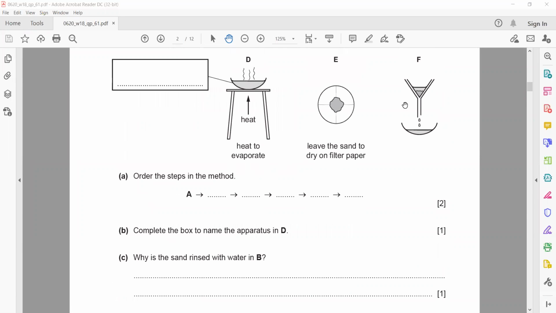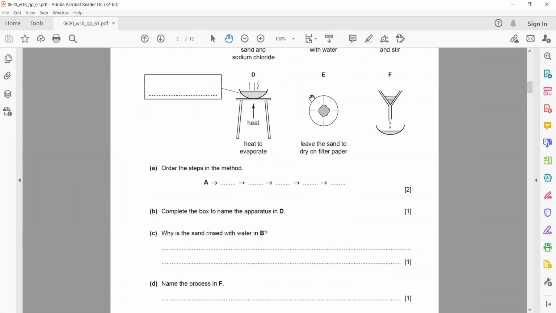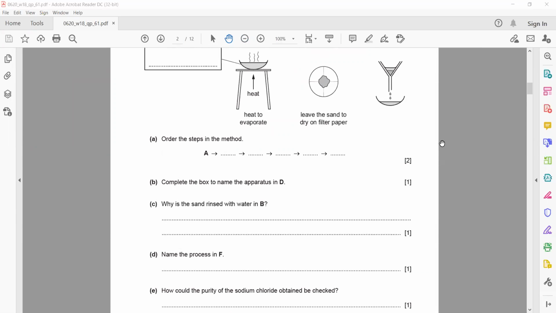Name the process F. What do we call this process F? That's filtration.